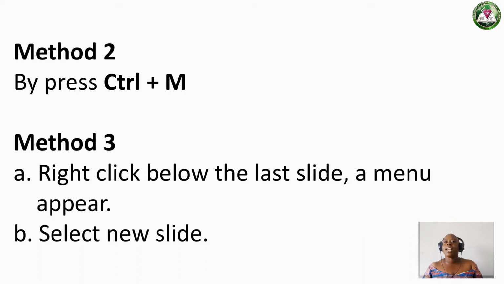I have mentioned 3 methods of adding a new slide to our presentation. Number 1, you go through the Home tab, the Slide group. You click on the New Slide button. Number 2, pressing Control plus M, not N. Control plus M. Number 3, right-click on the last slide of your presentation. A menu will appear. You select New Slide.